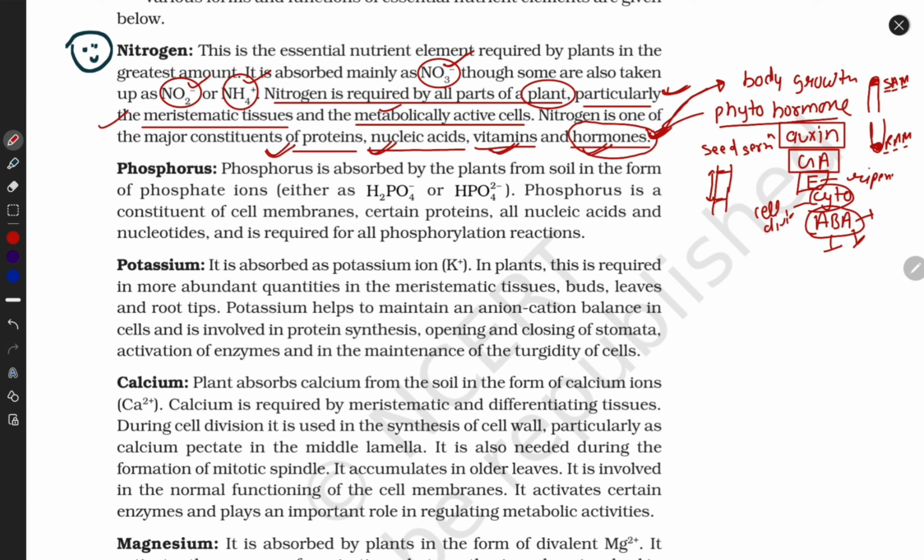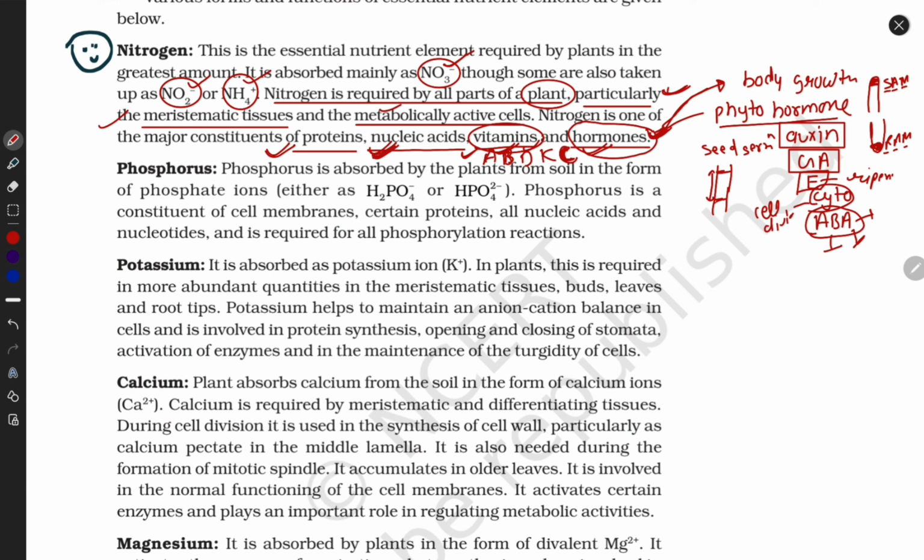They still require nitrogen. What is the role of vitamins? Also body growth. They require nitrogen. Vitamins A, B, C, D, K, C complex, B complex. Deficiency of C produces scurvy. Remember, deficiency of vitamin B produces beriberi disease. So nitrogen is also essential in vitamins.